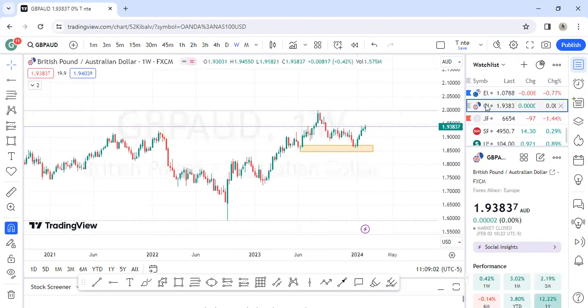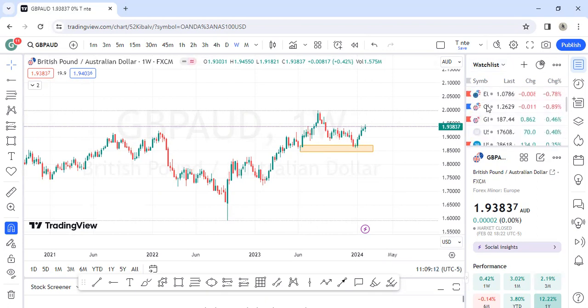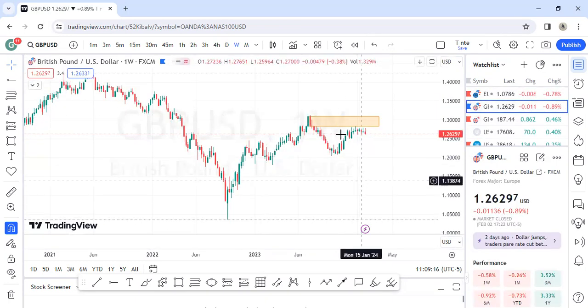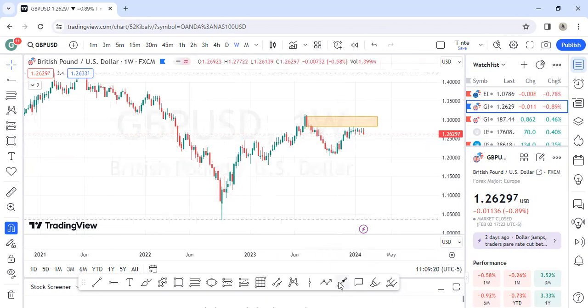Sorry, GBPUSD. No wonder I've been wondering why it's looking different. No wonder. I wonder why the chart was different. So for GBPUSD, watch this.